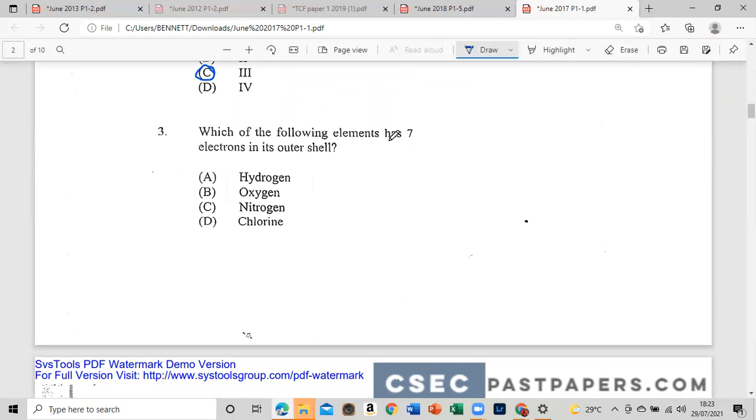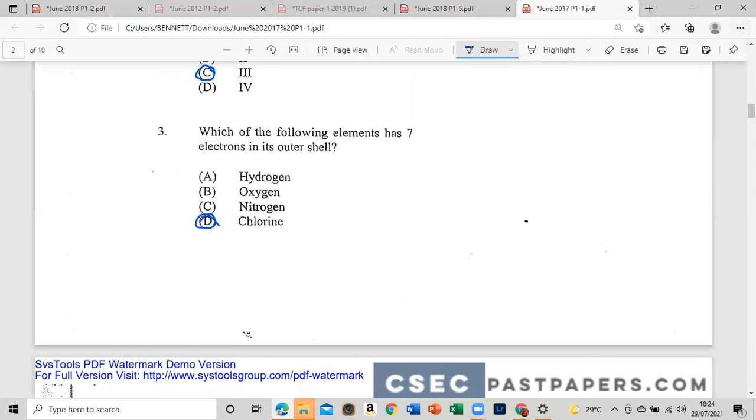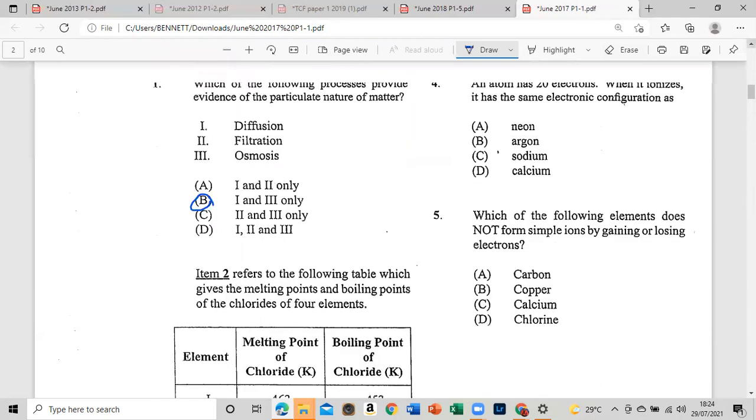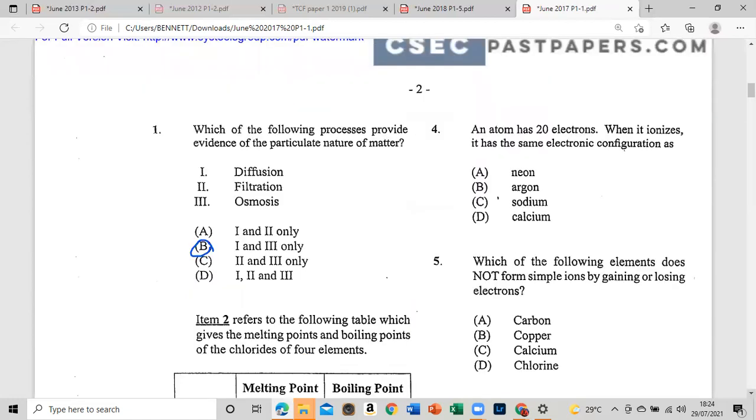Which of the following elements has 7 electrons in its outer shell? That's number 3. That is chlorine. So chlorine. We did that one on the 2018 paper also. All right, let's go up to 4. An atom has 20 electrons. When ionized, it has the same electronic configuration as which: neon, argon, sodium, or calcium? And number 4 is argon, and that is B.